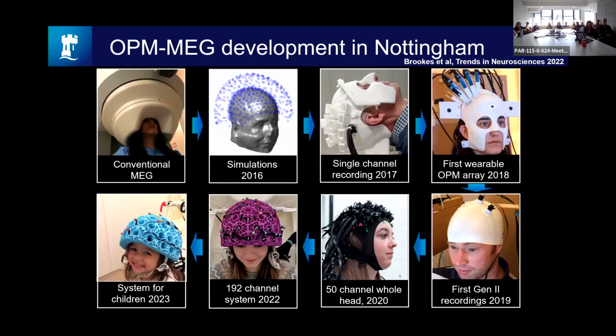We started with simulations. Then we got the first OPM from QSpin, and we only had one. This is Gareth. We scanned Gareth up in Nottingham. We only had one sensor, and we obviously wanted to measure the magnetic field at lots of different places on the head. So he did the same experiment 13 times.